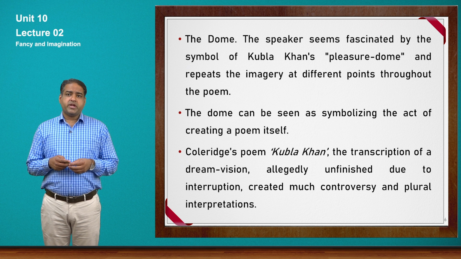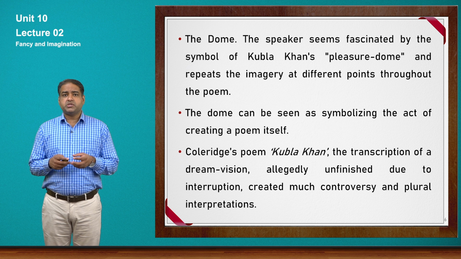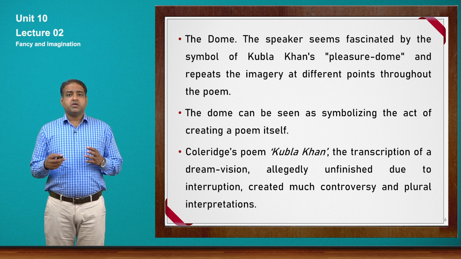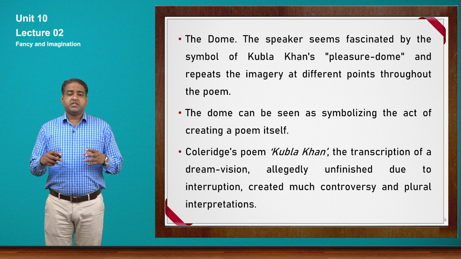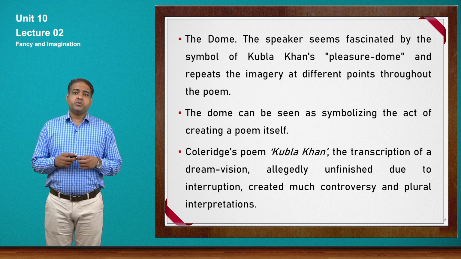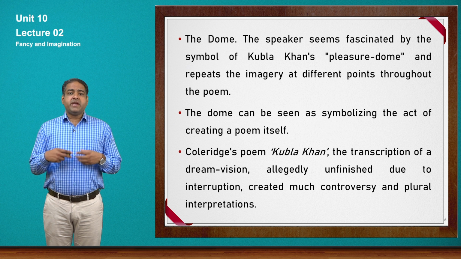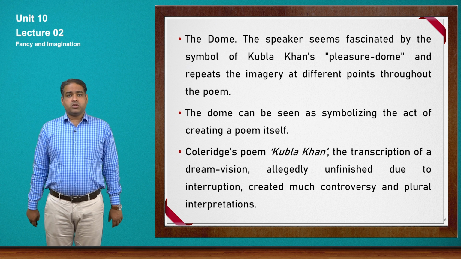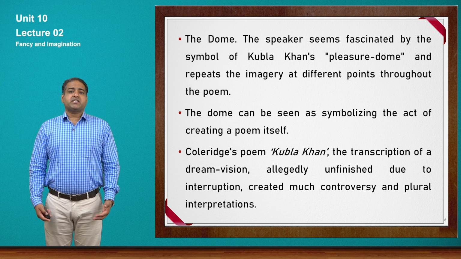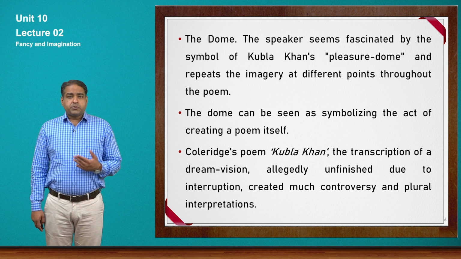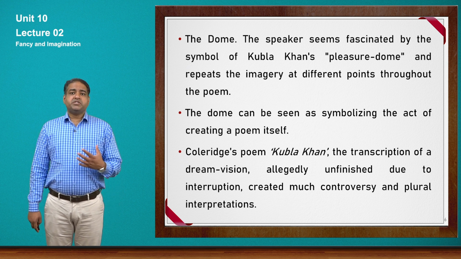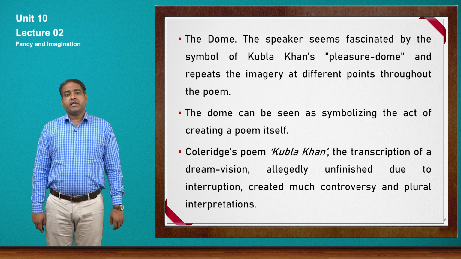The poet Coleridge is completely out of his mind when he imagines the grandness, the beauty, the difference which this pleasure dome is making in this paradise, and repeats the imagery at different points throughout the poem. The poet is so excited that he kept on repeating the imagery of this pleasure dome again and again in the poem.